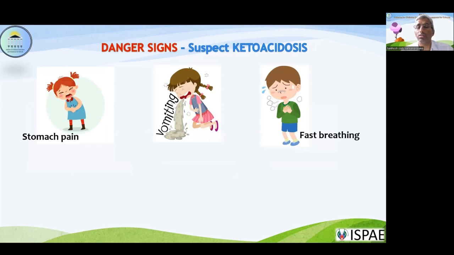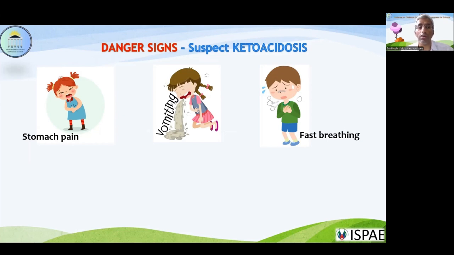So there are certain danger signs which need to be remembered because this means the child has got ketoacidosis, which is a severe ketoacidosis, which means a medical emergency and action needs to be taken immediately.